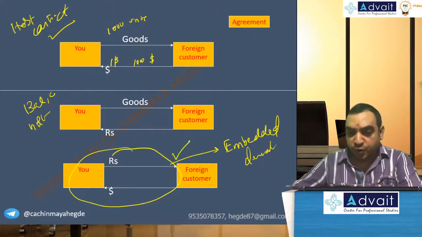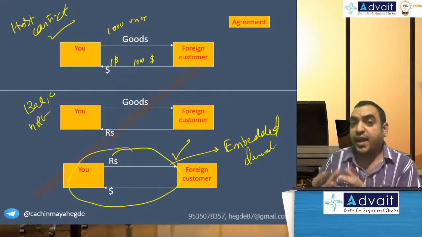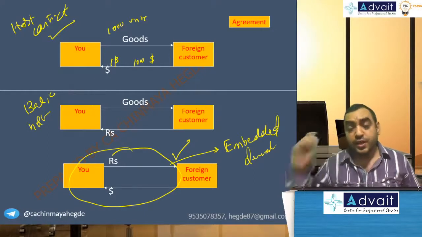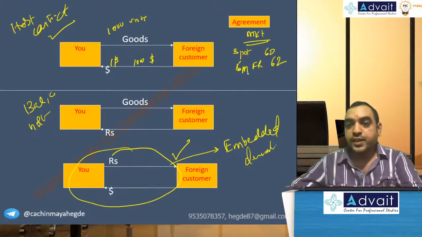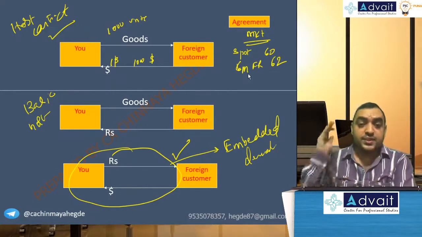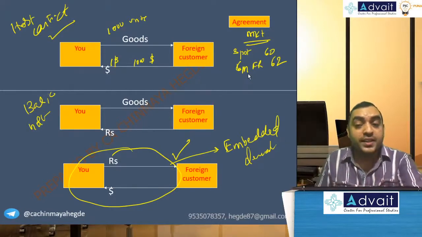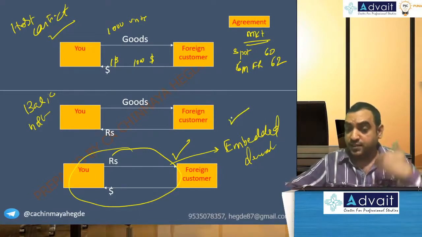So if I have to account for this portion, to receive dollars, alone as a separate contract, that is called embedded derivative accounting. Okay, so as on date in the market, let's say spot rate is 60 rupees, and 6 months forward rate 62 rupees. Please keep in mind, these 60 rupees and 62 rupees are market rates, not committed in the contract.